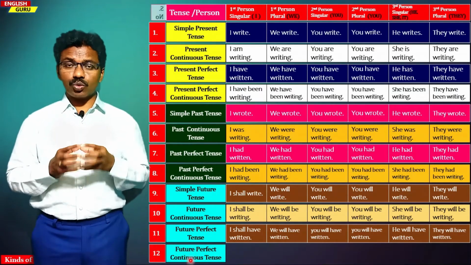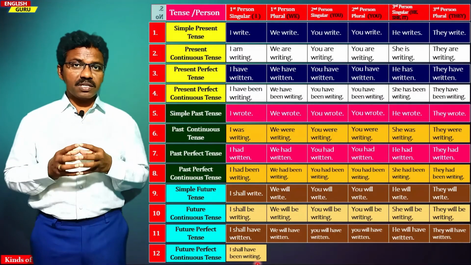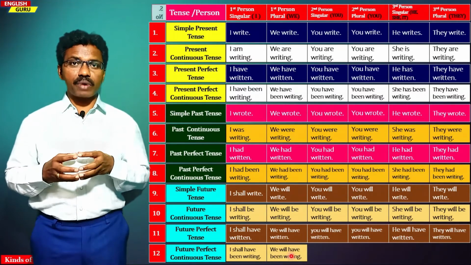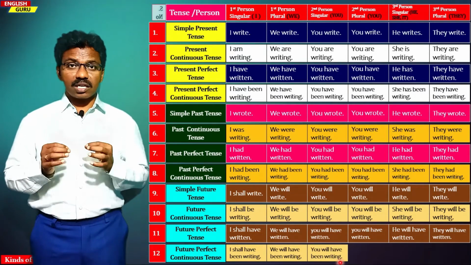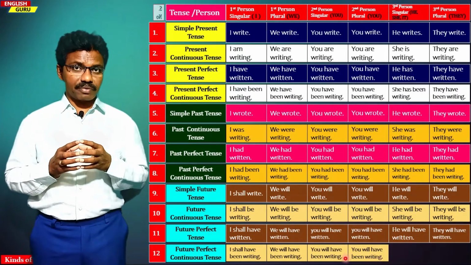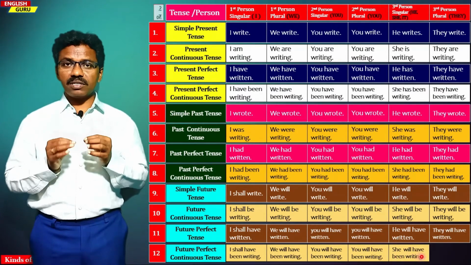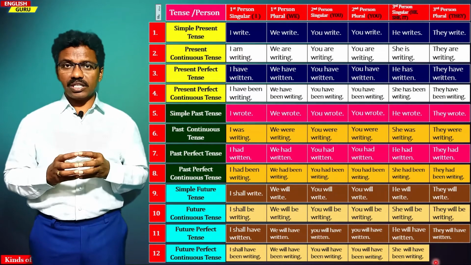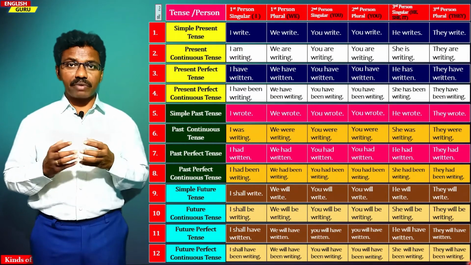And the last one, 12th one, future perfect continuous tense. First person singular, I will have been writing. Plural, we will have been writing. Second person singular, you will have been writing. Plural, you will have been writing. Third person singular, he, she, it will have been writing. And plural, they will have been writing.